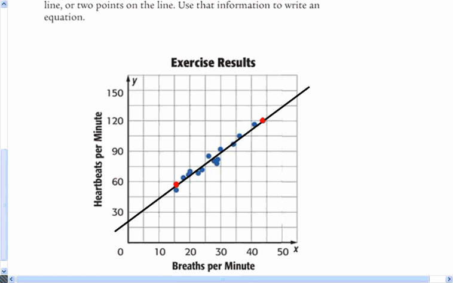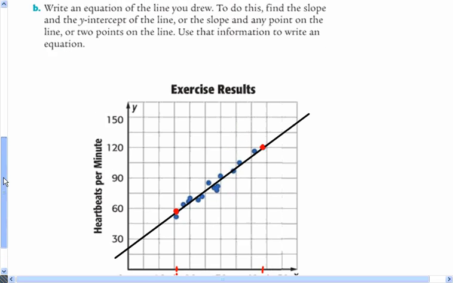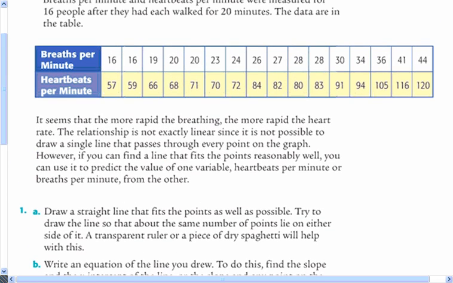So if I find the coordinates of those 2 points, this one is about 16 on the x-axis, and then the last one, which is probably the last one in the data set, is about 44 on the x-axis. So 16 and 44 from my table. So that's this one and this one. Now, if I use those 2 points to find my slope, so 44, 120, and 16, 59.